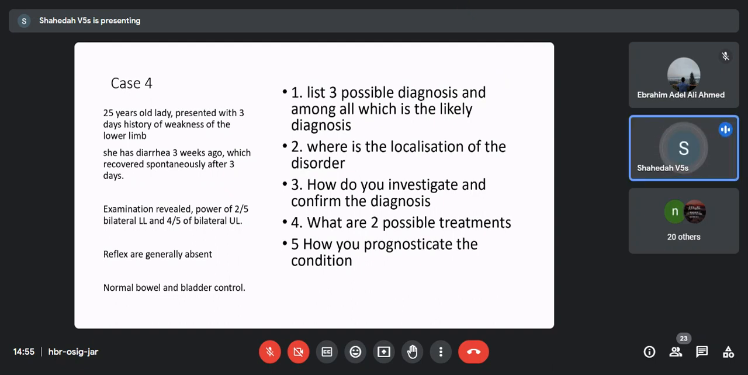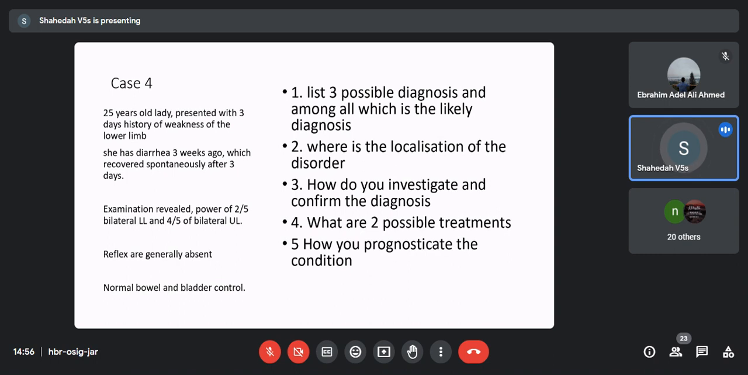This is basically to know whether it is upper or lower motor. When it mentions power weakness, but there is absent reflex, so it's likely lower motor. And then you could say spinal shock, or hypokalemic periodic paralysis also possible. So in this case the first diagnosis is Guillain-Barré. The localization is lower motor, peripheral nerve rather than upper motor central nervous system, so you have to say that this is a peripheral nerve disorder, and more likely demyelination.